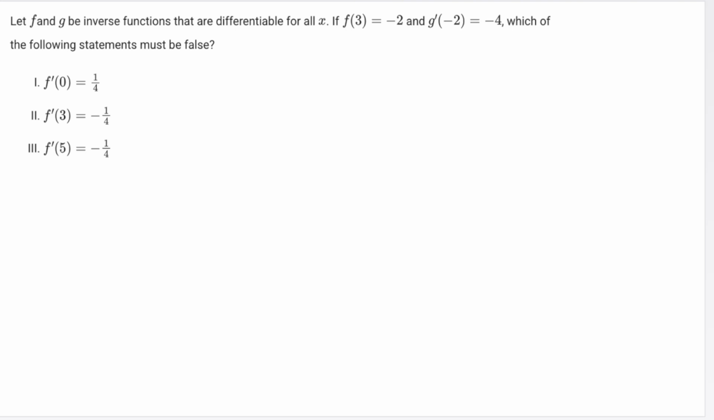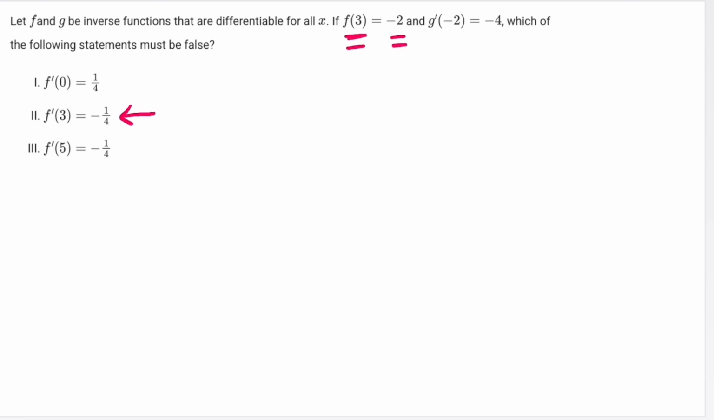So it already told us that the derivative of g prime of negative 2 equals negative 4. All right, so if I'm trying to make any kind of conclusions about this middle one, because I can actually do something with the middle one because I know something about the function at f of 3.